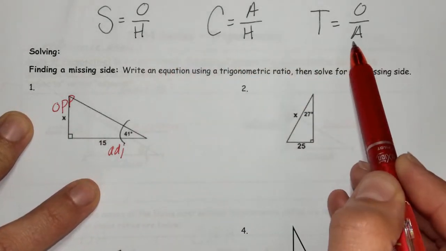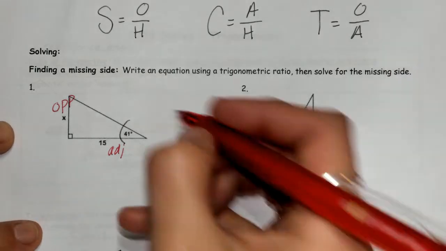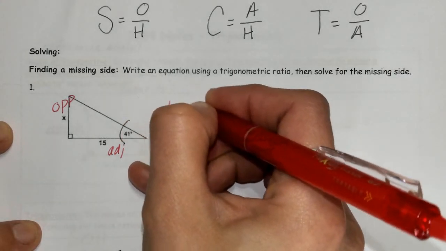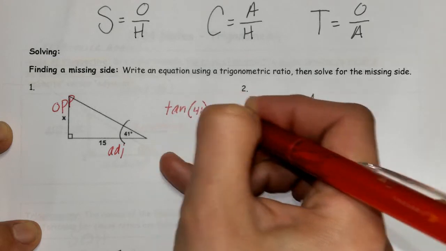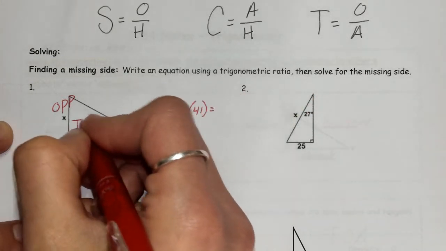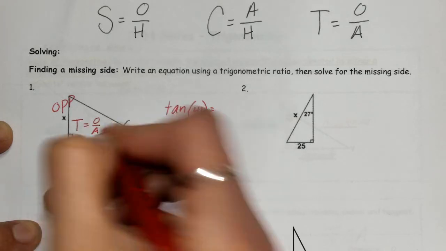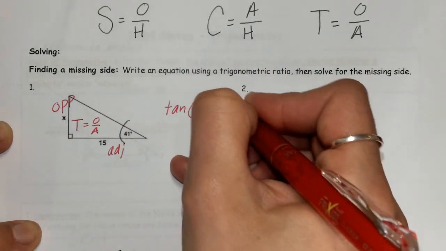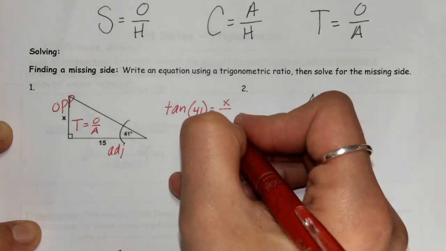It's tangent. Okay, so we're going to set up our equation as the tangent of 41, the angle, is equal to opposite over adjacent. So this is TOA. Opposite x over adjacent 15.